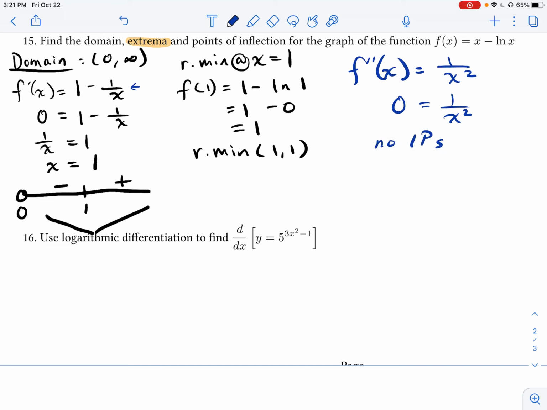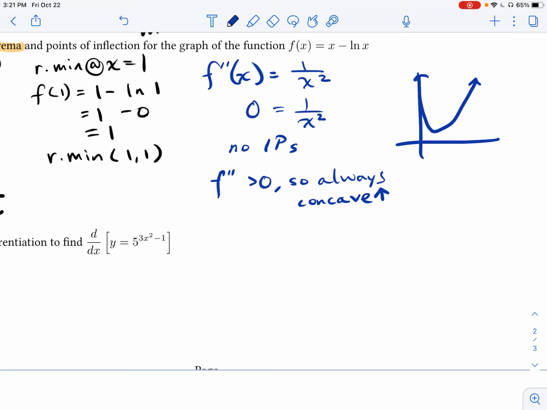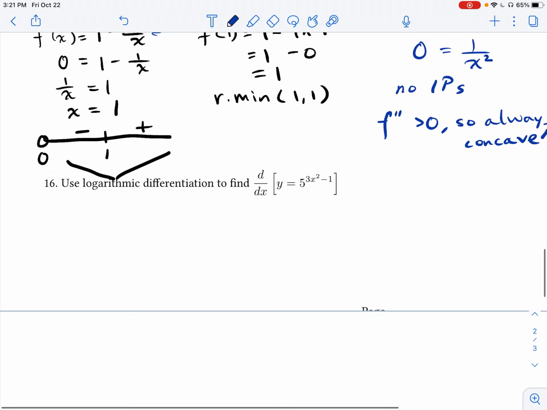Specifically, we can say that my second derivative is always positive. So this graph is always concave up. There are no inflection points here. And if you wanted to confirm that, just go ahead and graph that function. You would see a graph that looks something like this, and this is just a really quick sketch. It's always going to be concave up. All right, last problem.